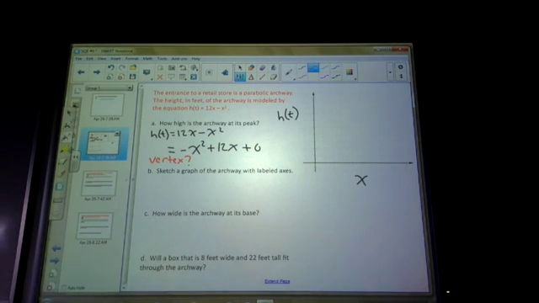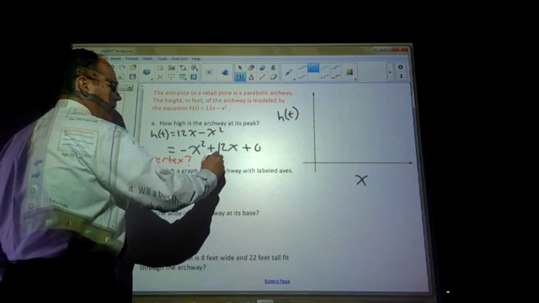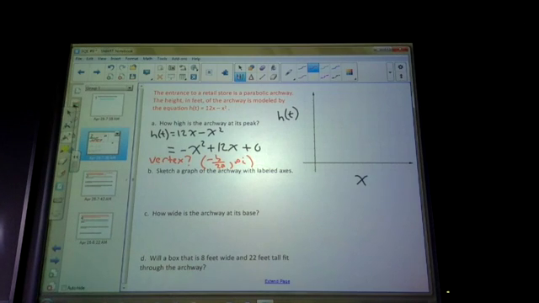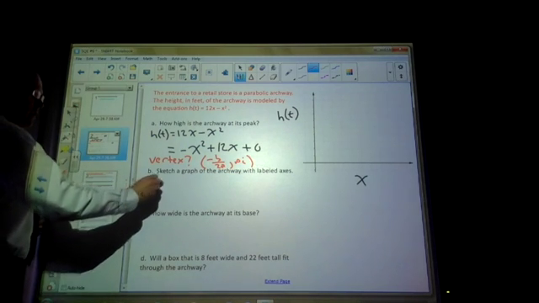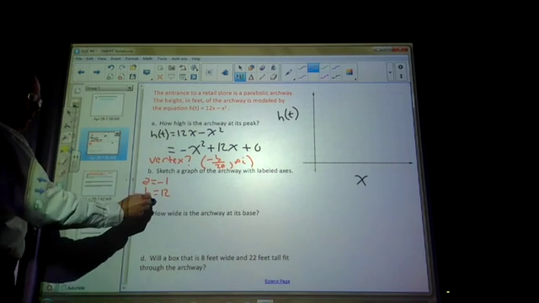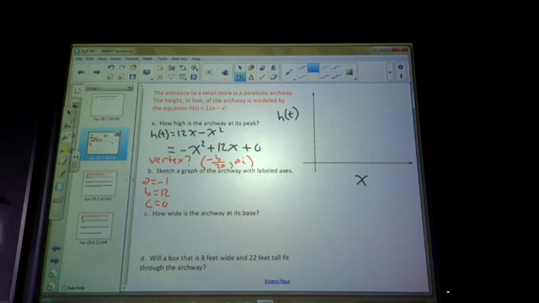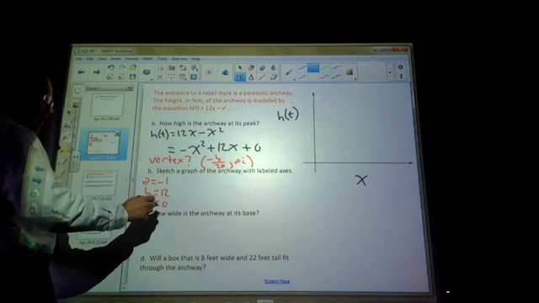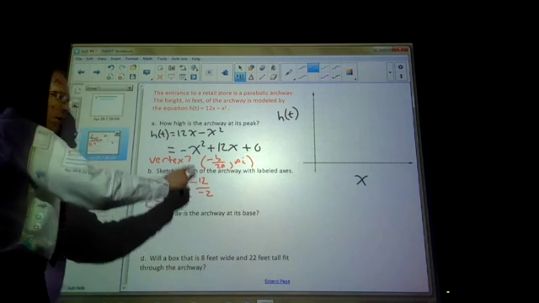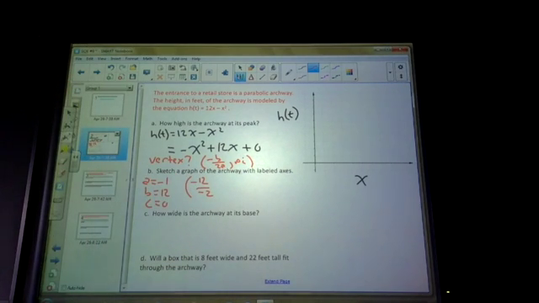Negative b over 2a. So negative b over 2a, and then plug it in. And we should be able to find the top of this building. Okay, my a value is what? Negative 1. My b value is 12. And my c value is 0 because it's unknown. Plug in. All right, so negative b over 2a. So I have negative 12 over negative 2. Good. So what does that reduce to? 6. Good.